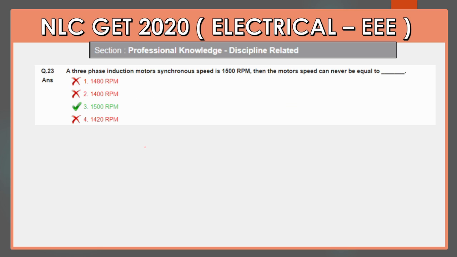So next question is saying a three-phase induction motor synchronous speed is this. Then the motor speed can never be equal to. We know that induction motor never reaches its synchronous speed. So it has already given the synchronous speed. So the answer will be third option.